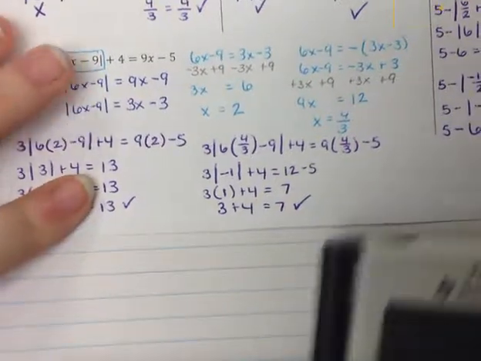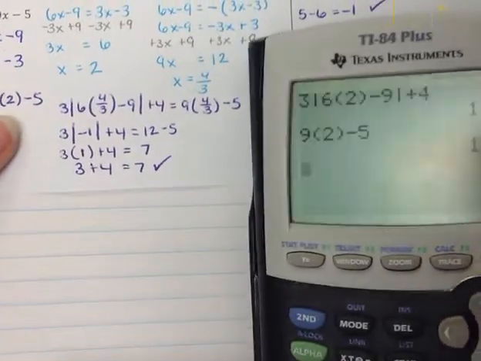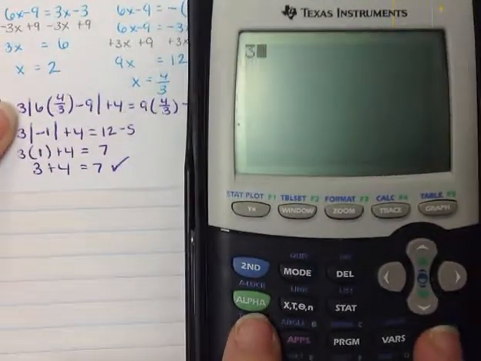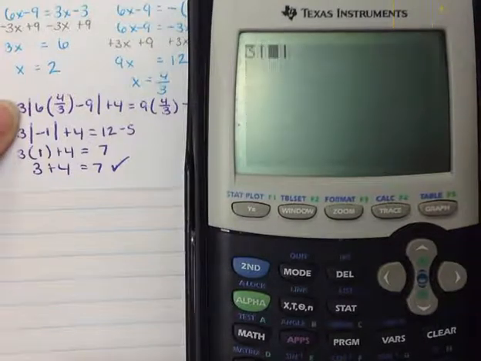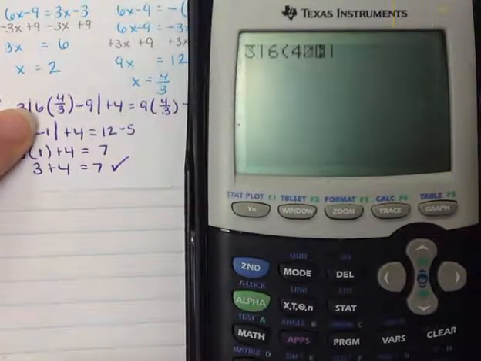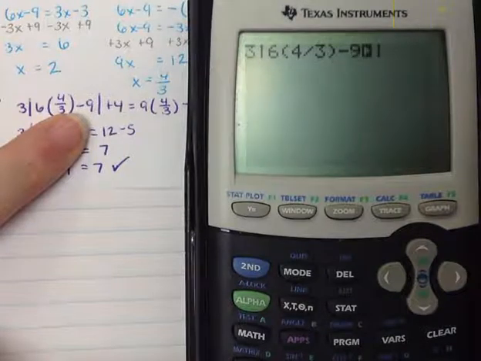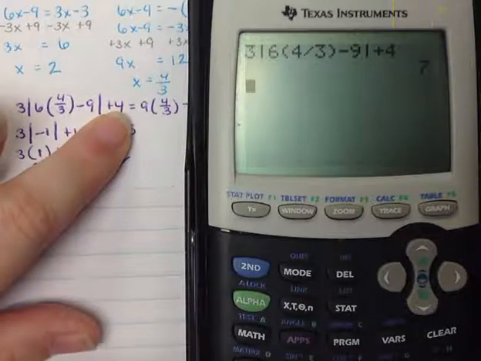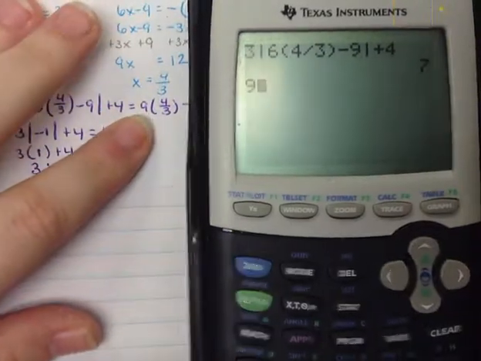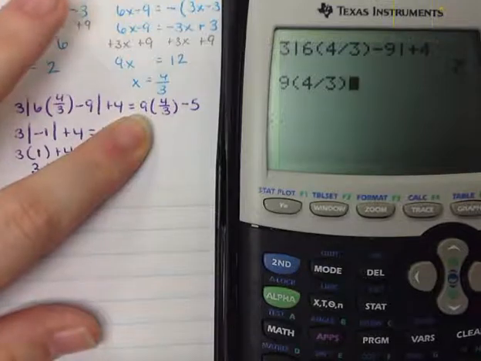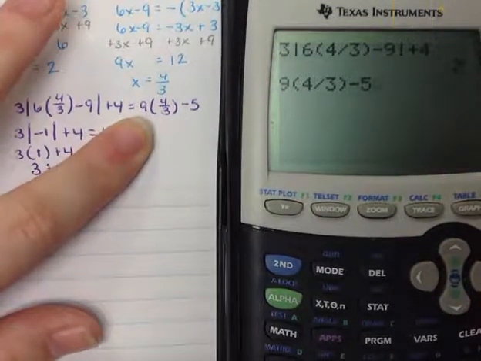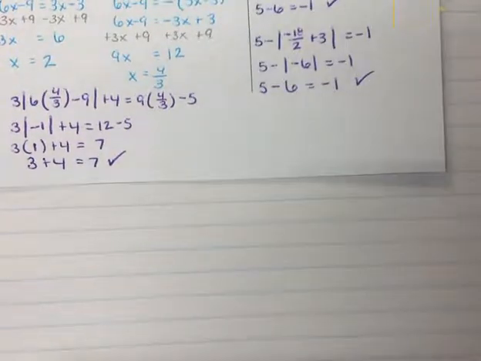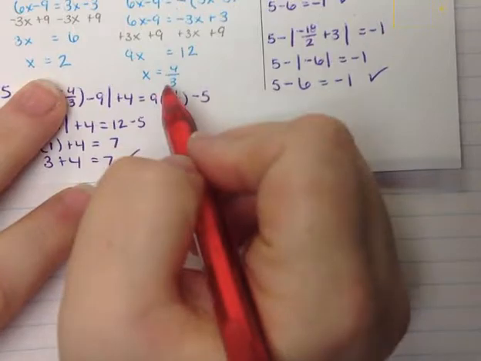So again, I'm going to show you in the calculator how to type this in. So I'm going to clear this out because that was my first one. I'm going to type in 3, math, go to number, absolute value, 6 parentheses, 4 divided by 3, close parentheses, minus 9. I'm going to get out of my absolute value, plus 4. Then I'm going to press enter. Then we get 9 parentheses, 4 divided by 3, close parentheses, minus 5, and I'm going to press enter. These two numbers are the same, therefore it does work. That means that both of our answers were correct.